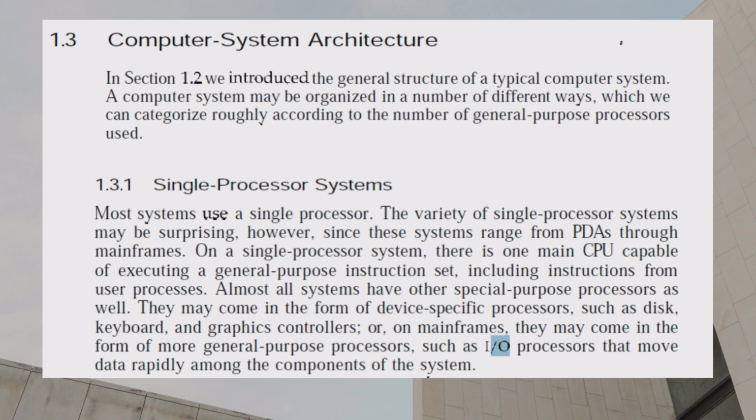However, since these systems range from PDAs through mainframes, on a single processor system, there is one main CPU capable of executing a general purpose instruction set, including instructions from user processes. Almost all systems have other special purpose processors as well. They may come in the form of device-specific processors, such as disk, keyboard, and graphics controllers, or, on mainframes, they may come in the form of more general purpose processors, such as I/O processors that move data rapidly among the components of the system.